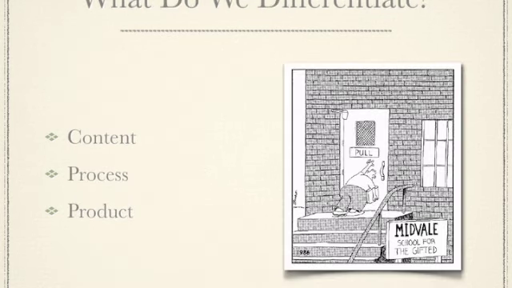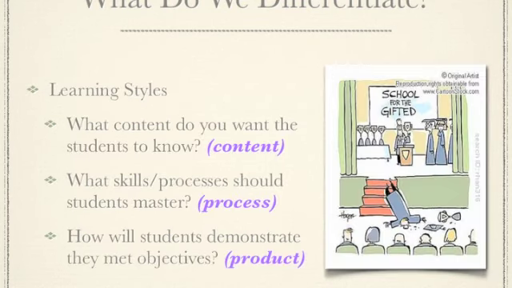So, what do we differentiate? Well, there are three areas that we typically describe when we're talking about differentiation. We differentiate content, process, and product. When we talk about differentiation with learning styles, there are three questions to ask. What content do we want the students to know? What skill processes should students master? And how will students demonstrate they met objectives?